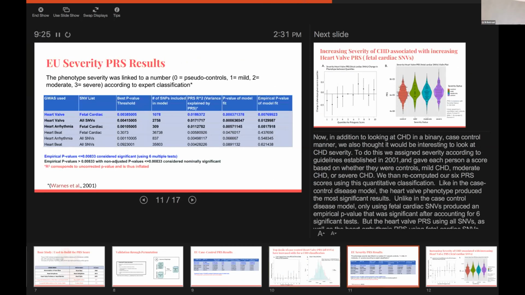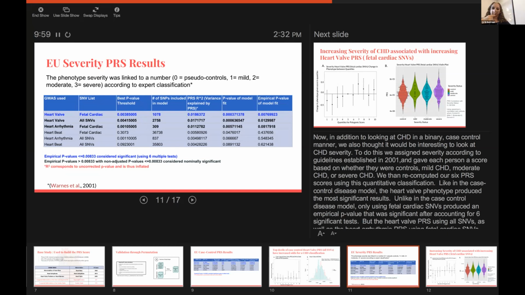Now, in addition to looking at CHD in a binary case-control manner, we also thought it would be interesting to look at CHD severity. To do this, we assigned severity according to expert guidelines and gave each person a score based on whether they were pseudo-controls or had mild, moderate, or severe CHD. We then recomputed our 6 PRS and we generated the results seen in this table.